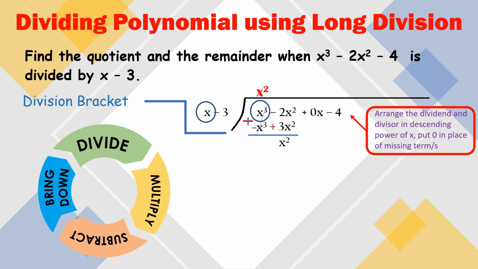Then after the subtract process, we bring down. We bring down all the remaining terms in our polynomial. So we bring down 0x.